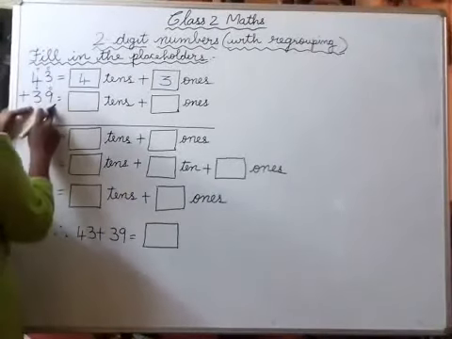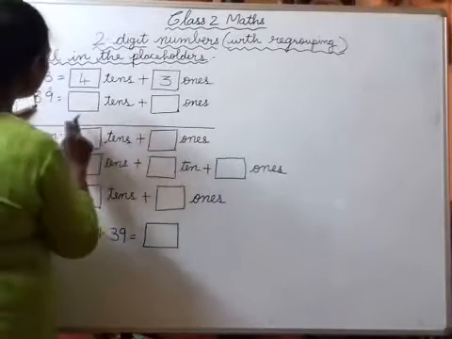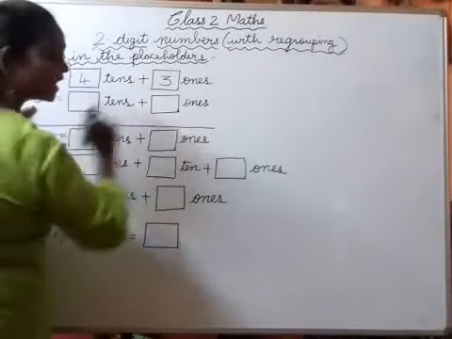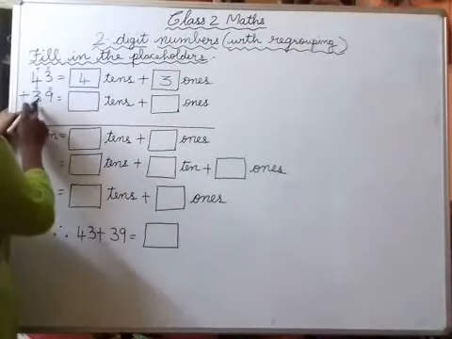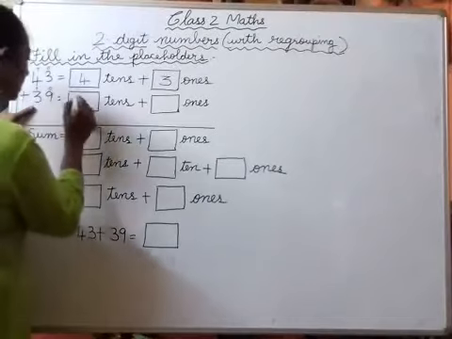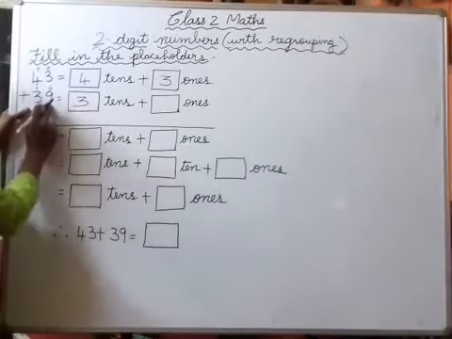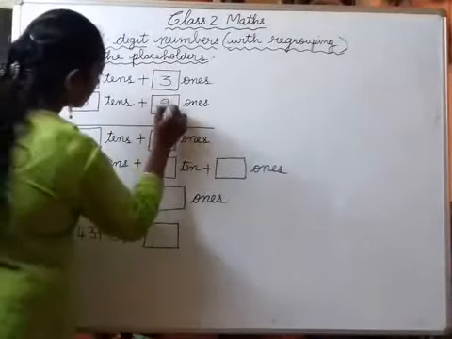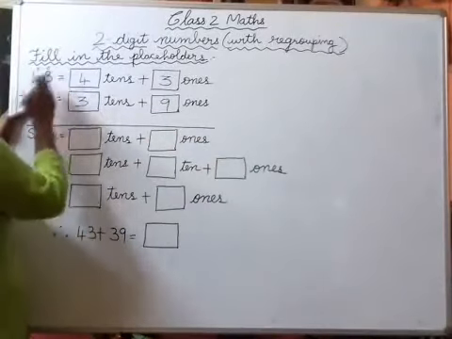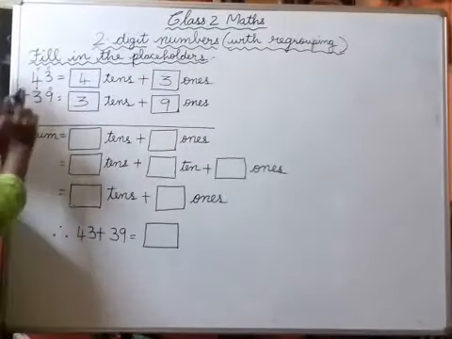Okay, 39 को आपको expand करना है. Okay, dash tens plus dash ones. So how many tens are there? 3 tens. And how many ones? 9 ones. Okay, so we have expanded 43 and 39.